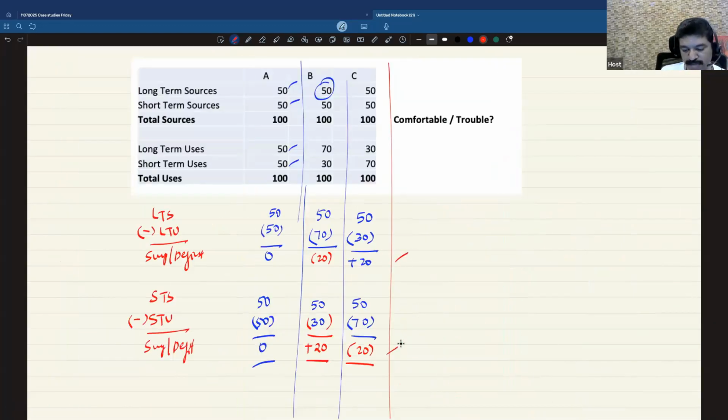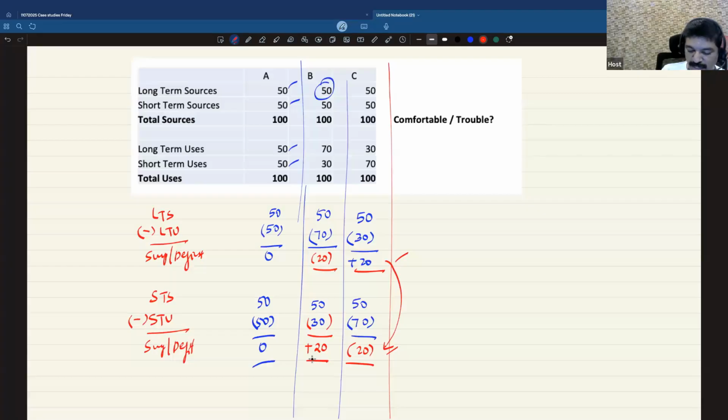Company C is actually in a comfortable situation because they have a surplus of 20 crore and on the short-term side they have a deficit of 20 crore. So that surplus has been used for supporting this deficit. Okay. But the real problem is with company B.